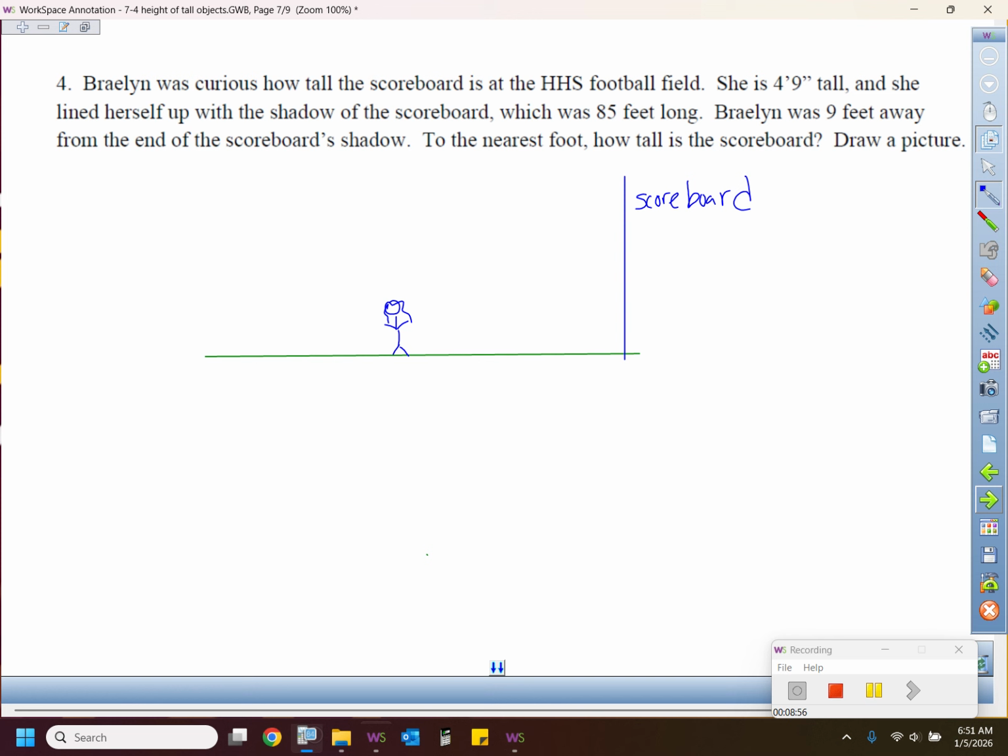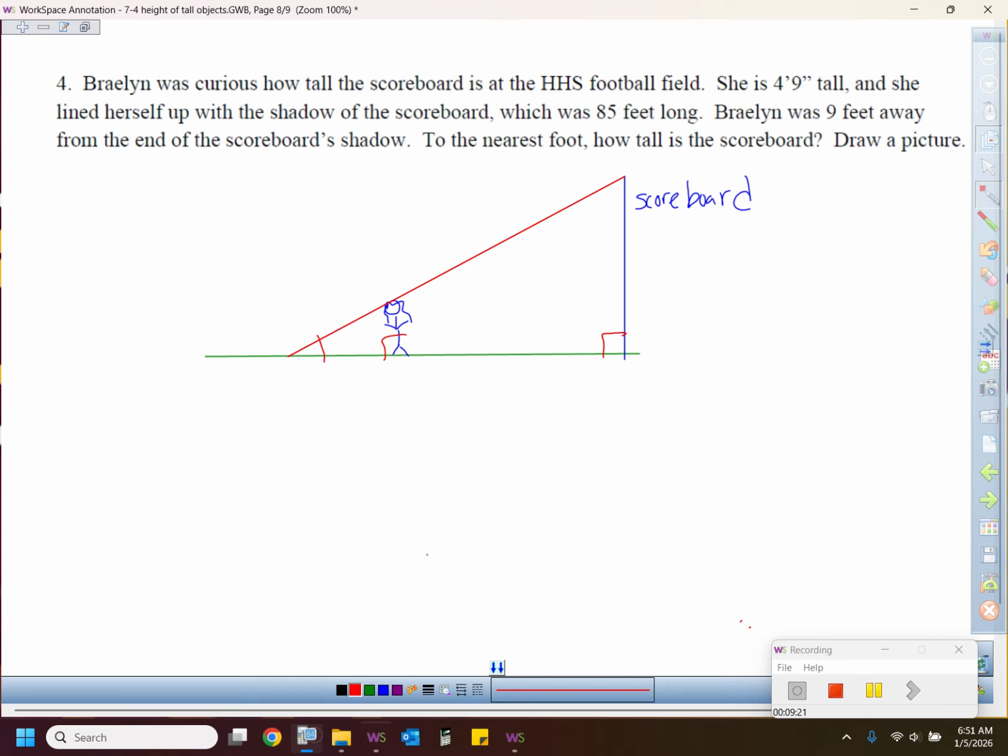Scoreboard's pretty tall, so I kind of made that appropriate. You don't have to be artsy or anything, just at least maybe label what it was. It was a scoreboard, and then make that connection from the top of it through the top of that person's head. And then we get our 90s and our shared angle. Those two triangles are similar.